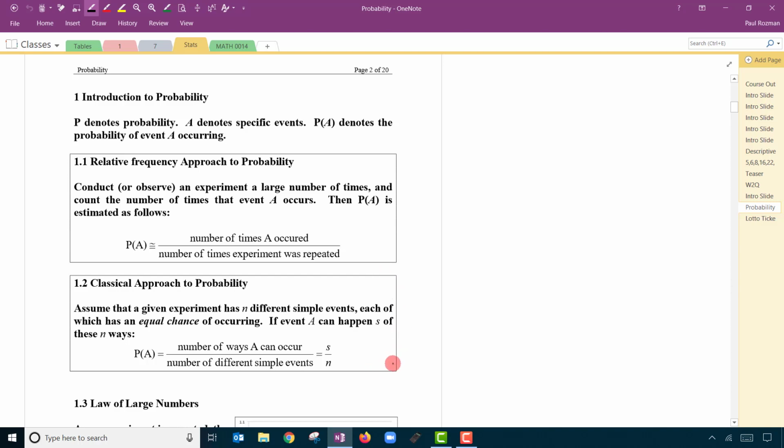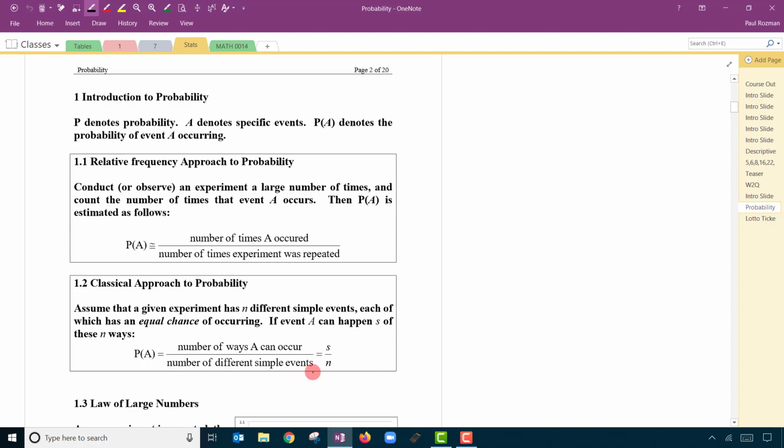The classical approach is where you count up all the number of ways that something can occur, and you divide that by all the possible things that could ever happen. We can denote it with S over N. Now this is the ideal because we can get the exact value. But there are many situations where we can't necessarily accomplish the counting. It's hard to count the number of ways some event can occur, and it's also hard to count the number of possible outcomes there might be.